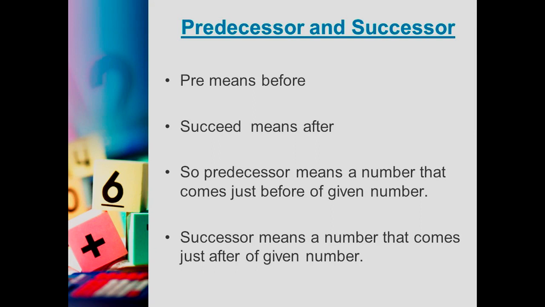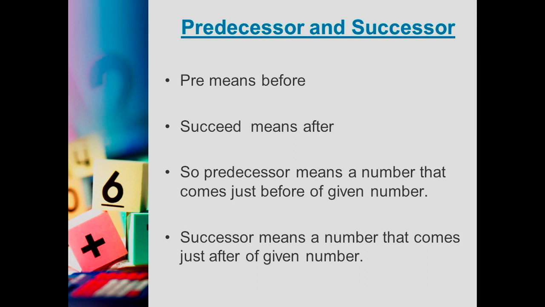For example, 25 is a given number. What is the predecessor of 25? Can anyone tell what comes before 25? Yes, 24. 24 comes before 25. So 24 is the predecessor of 25.